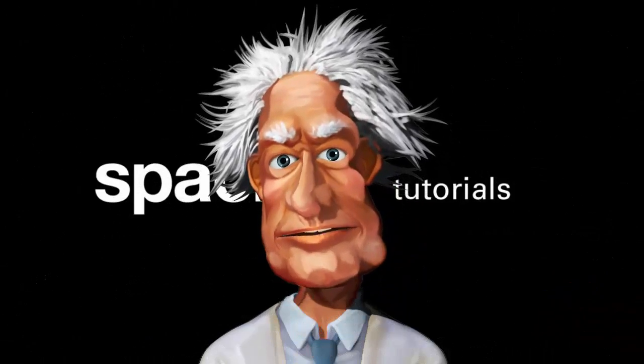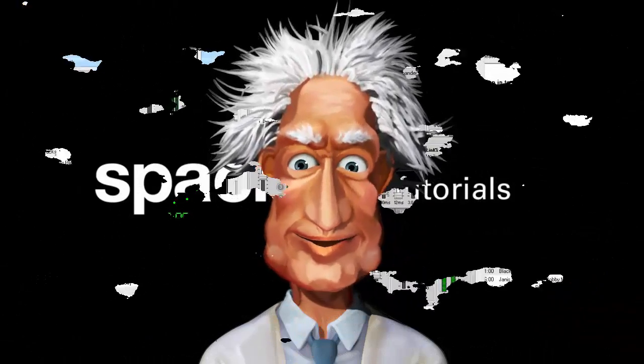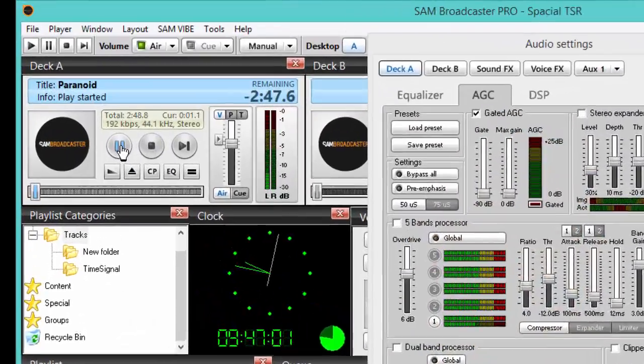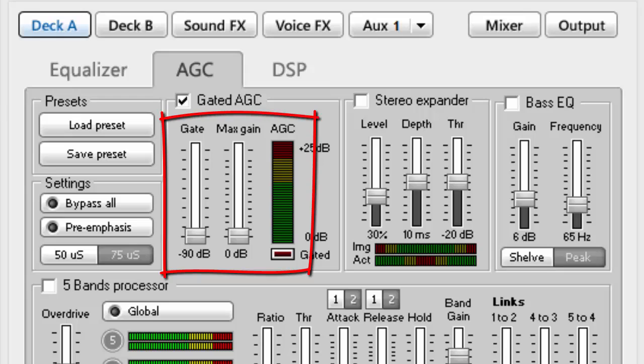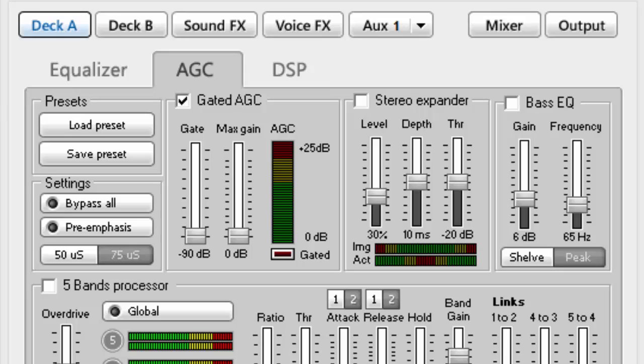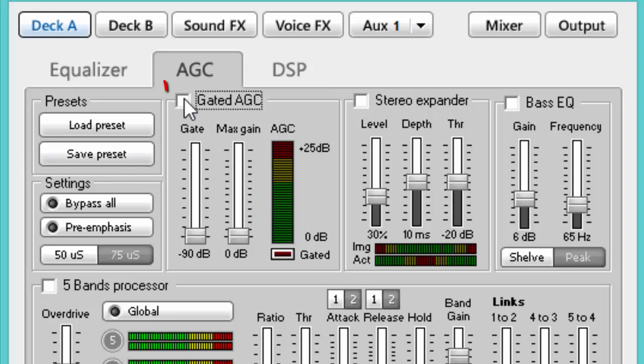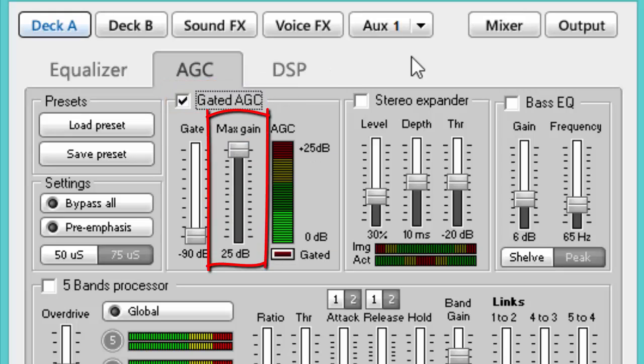By playing the heavier sound of Black Sabbath, we can better understand the effects both the gate and max gain have. Starting with gate at minus 90 decibels and the max gain at 0 decibels, we can hear that this is the same as not using the gated AGC. However, by raising the max gain, we are raising the maximum level which is allowed to pass to the multiband processor. As this is a slow-acting leveler, we can see the level rises slower than the control moves.